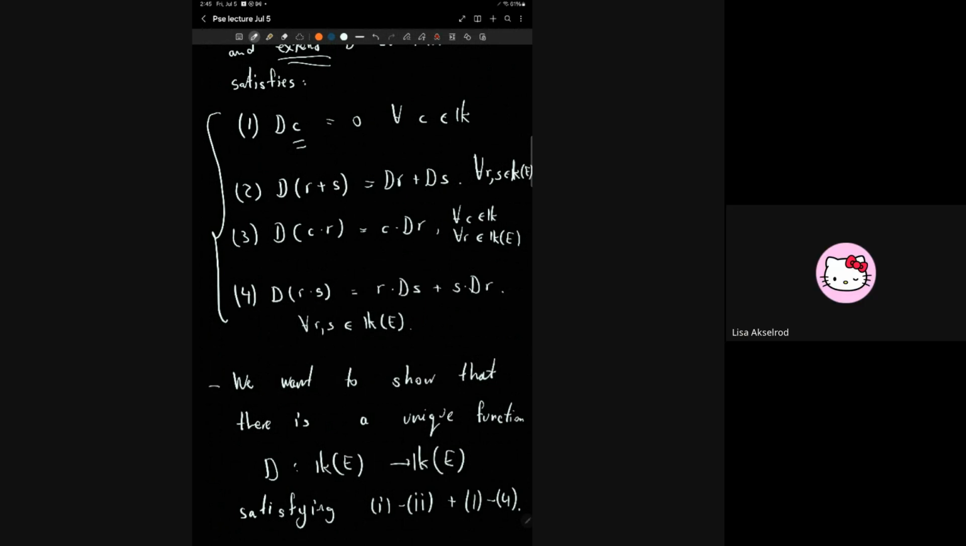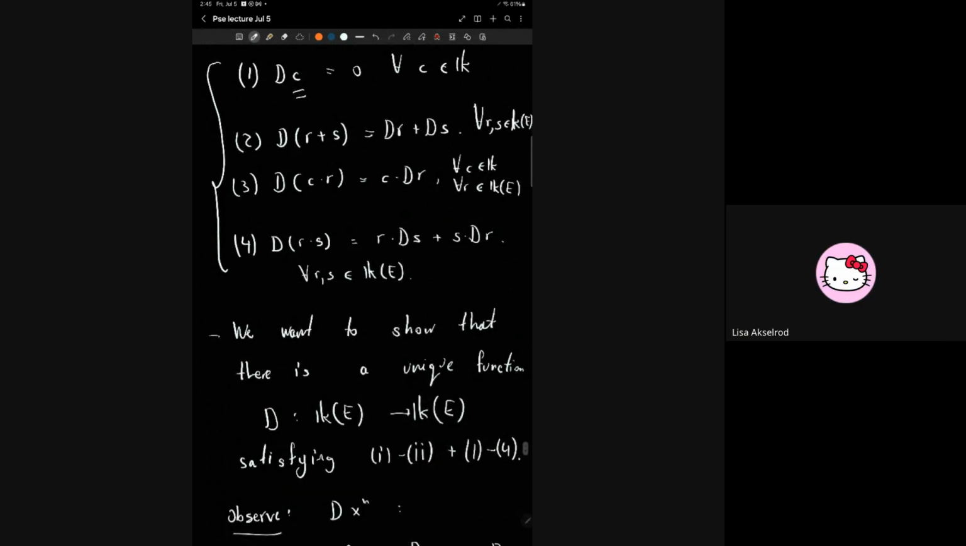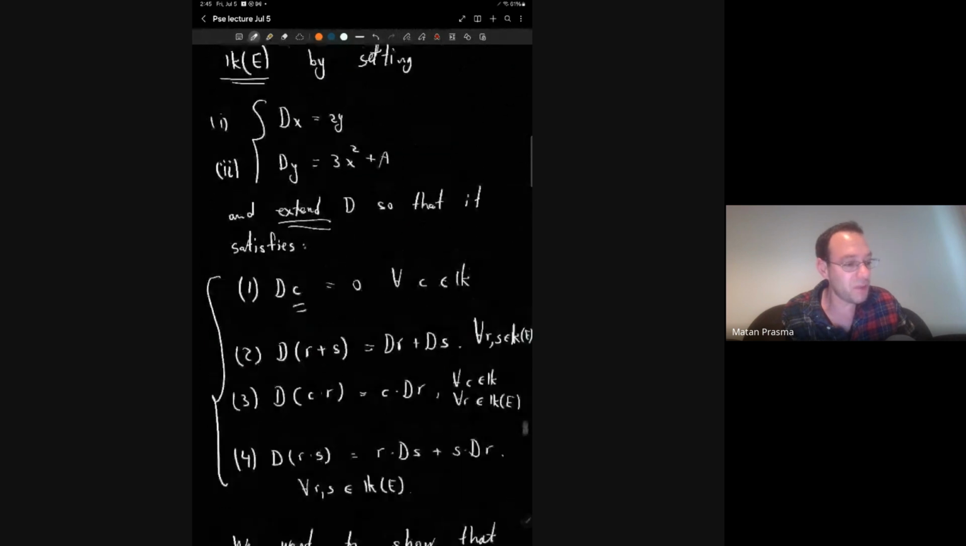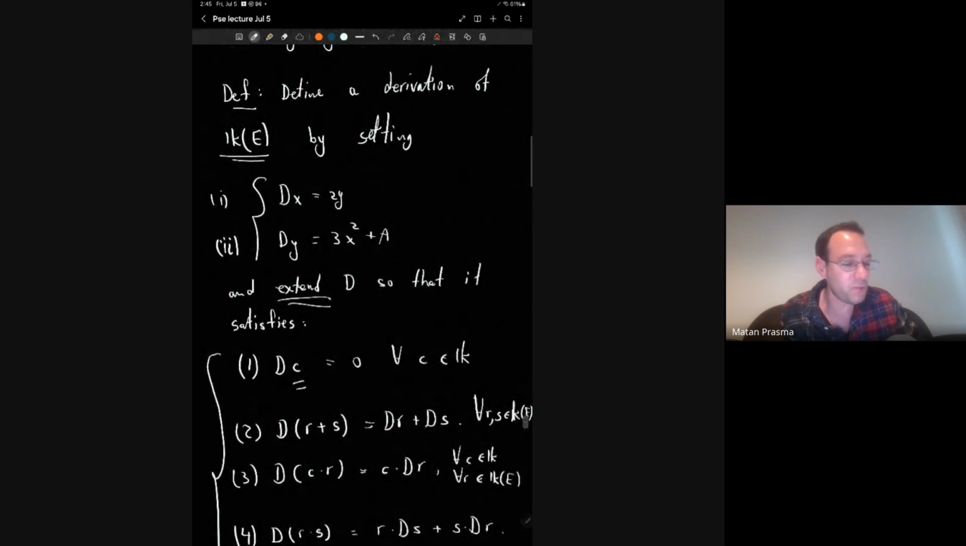I just asked because it didn't sound intuitive to me that there would be only one such function. Yeah, but it is true, and this shows you that this notion of derivation that we are using is canonical. Once you spell out natural properties, there is only one thing that does the trick.